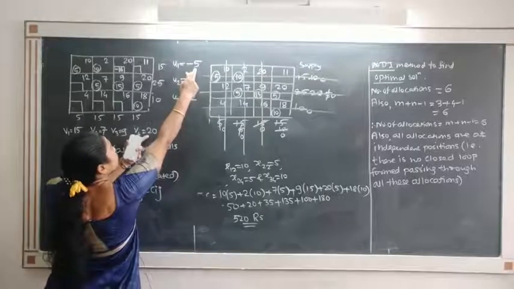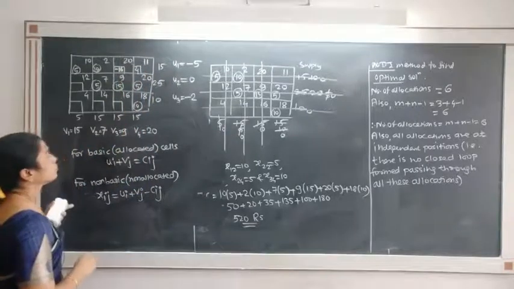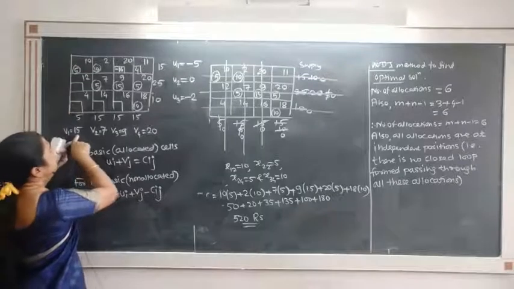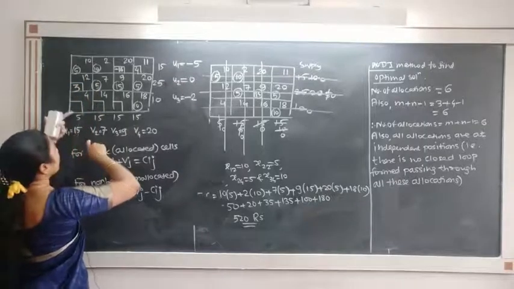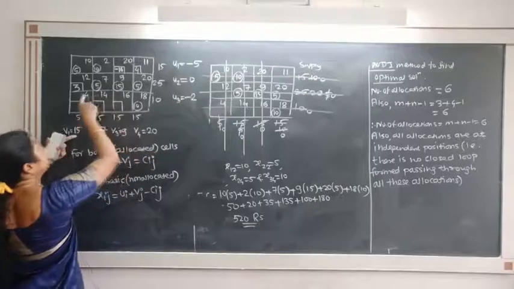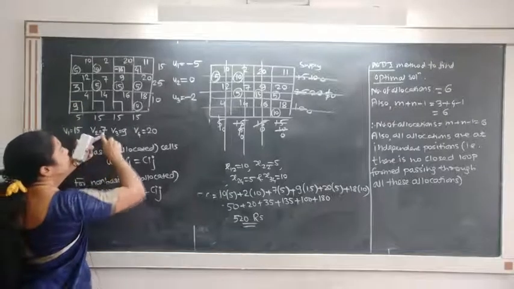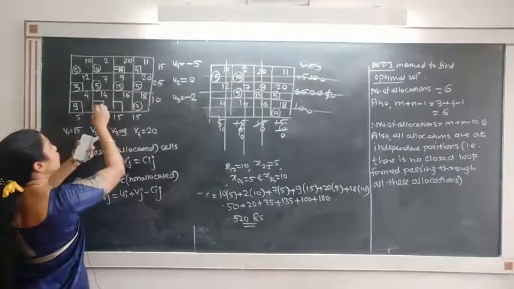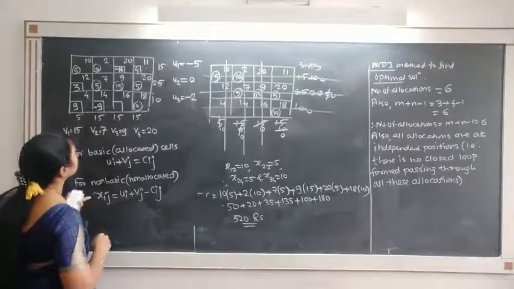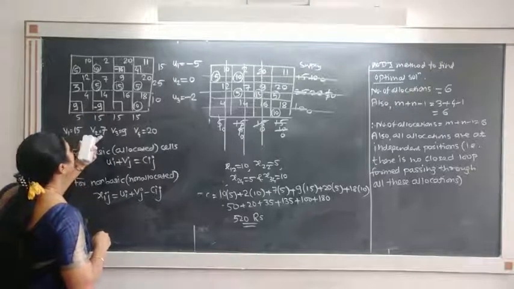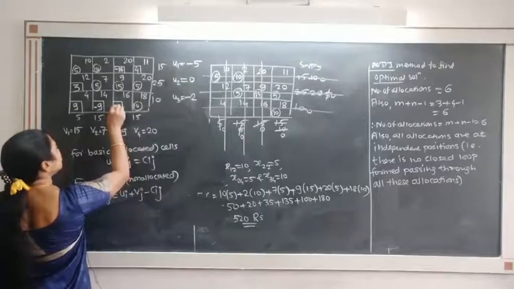20 minus 5, that is 15, 15 minus 11, 4. 15 plus 0, that is 15, 15 minus 12, 3. 15 minus 2, 13, 13 minus 4, 9. 7 minus 2, 5, 5 minus 14. Then 9 minus 2, 7, 7 minus 16.